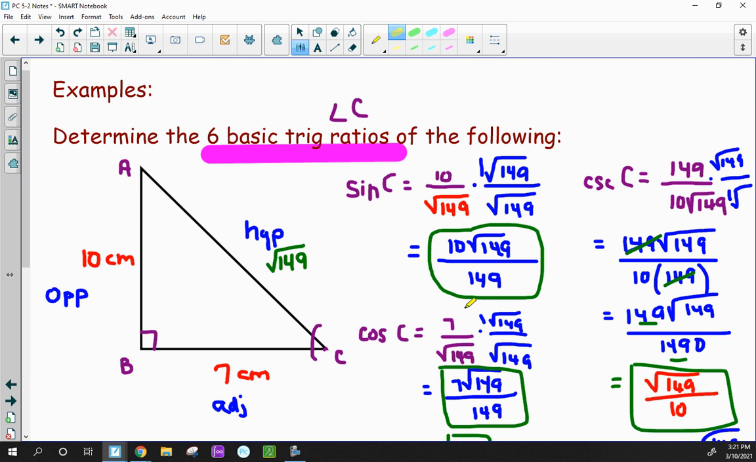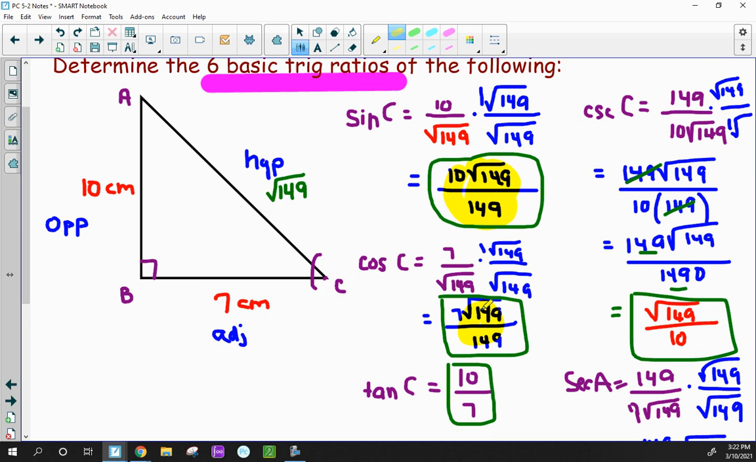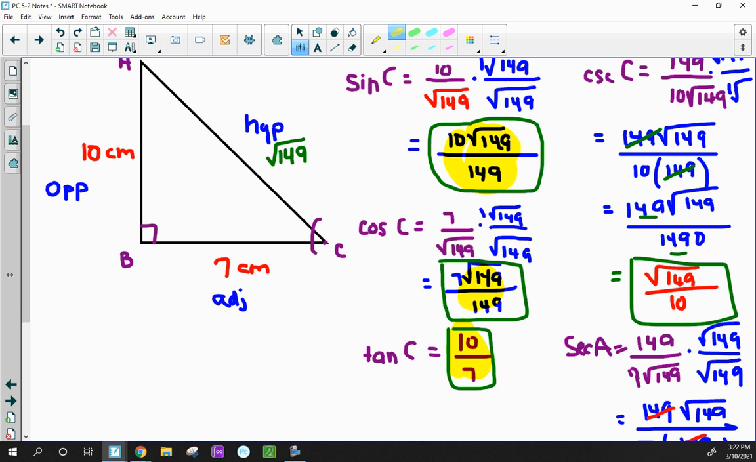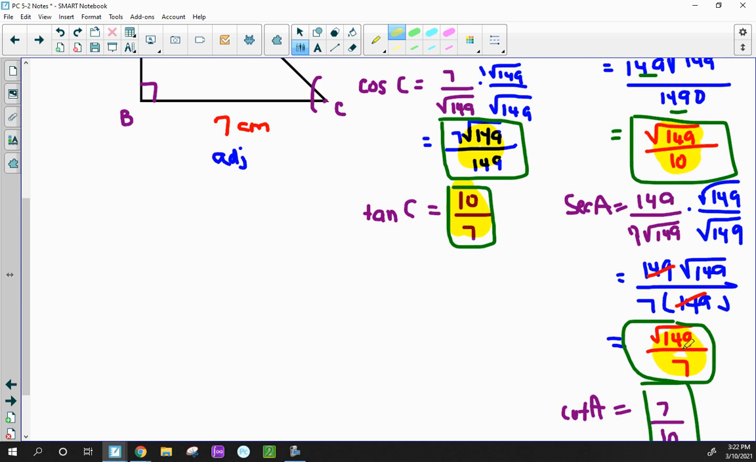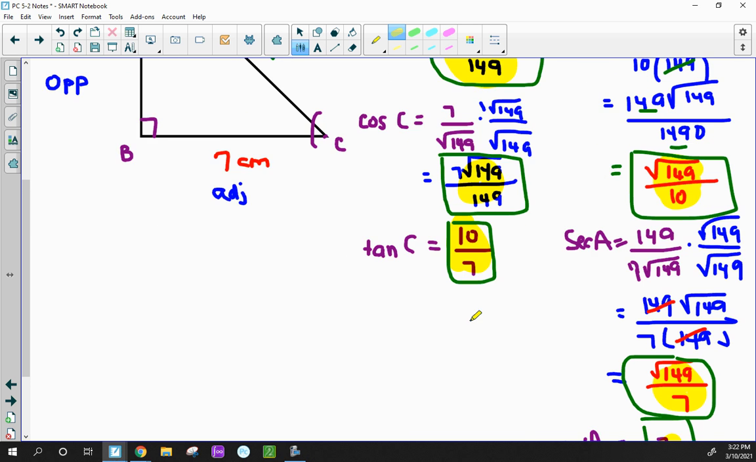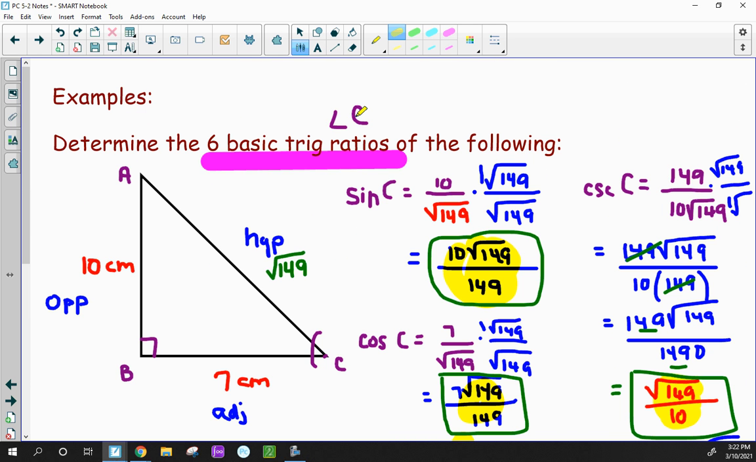All right, so here's my sine answer, cosine answer in simplified form, tangent, cosecant, secant, and cotangent. Those are the 6 basic trig ratios for angle C in this picture. Again, remember, when you see practice problems that only give you 2 sides, pay attention to where they are, first of all, but if it's obviously a right triangle, please use Pythagorean theorem to find the missing side before you answer the trig ratios.